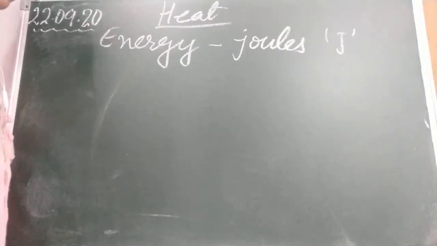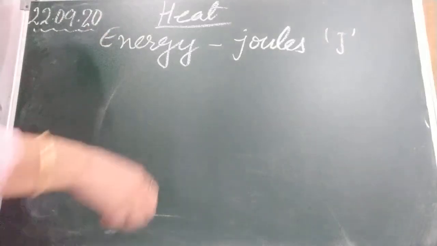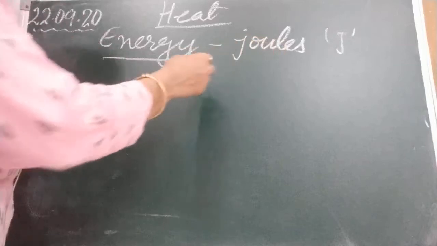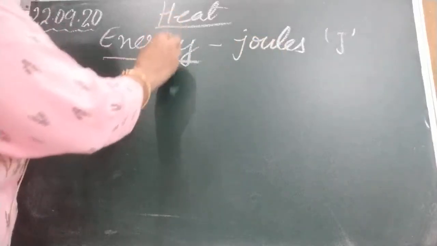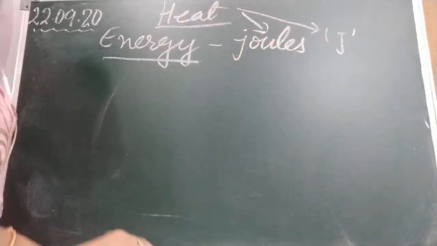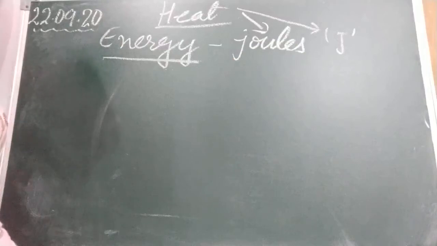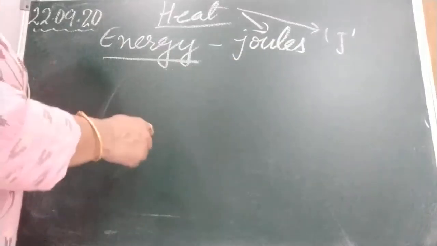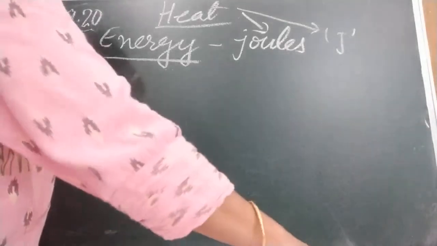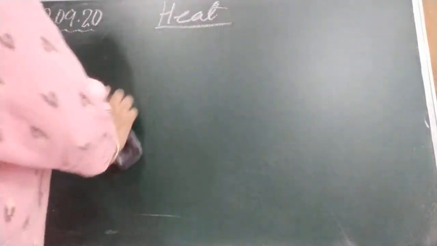Now, okay children, we are going to discuss heat. Heat is what? Heat is a kind of energy, and we measure this energy by, what is the unit of this energy to measure heat energy? Joules. We can also write it like this, capital J, and this is the standard unit for measuring heat energy.